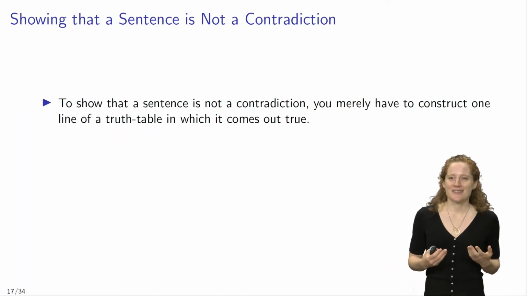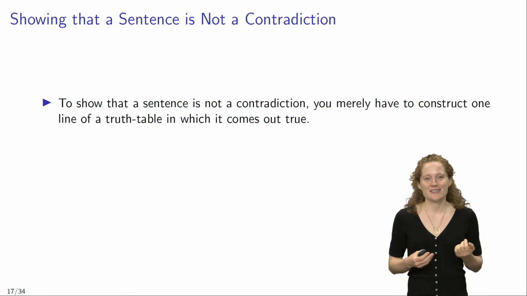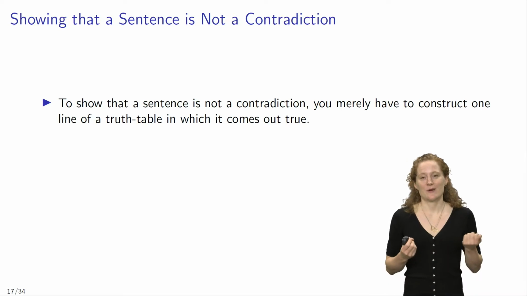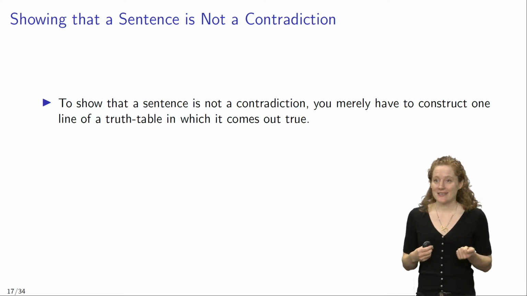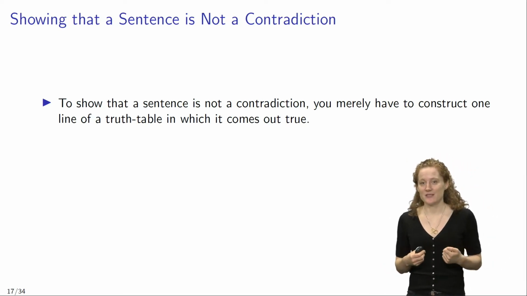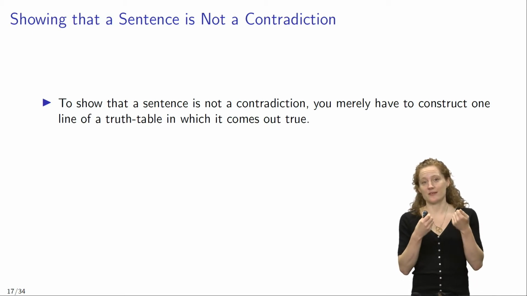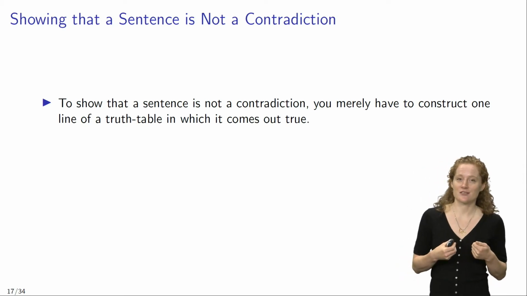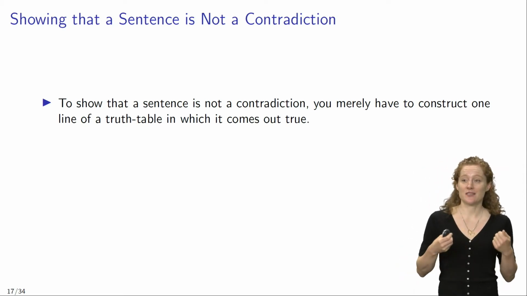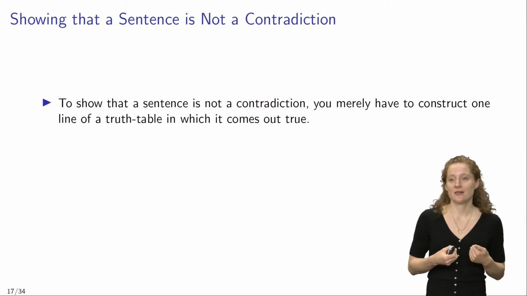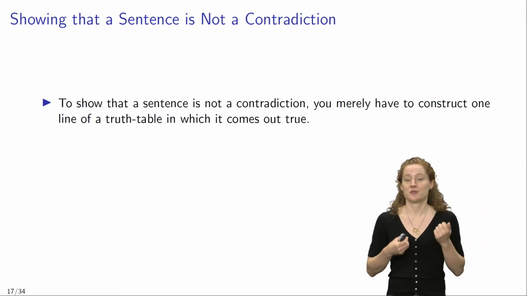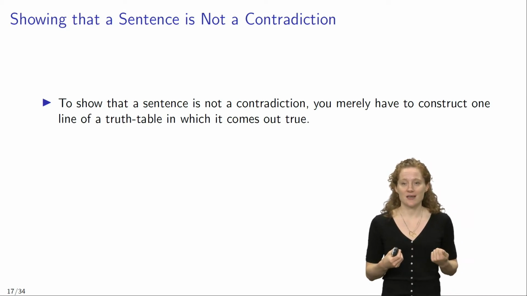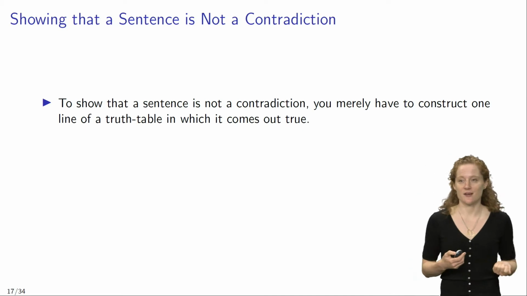Similarly, showing that a sentence is not a contradiction merely requires one line in a truth table. Why is that? Well, a sentence is a contradiction if and only if it is false on every possible valuation. So showing that a sentence is not a contradiction merely requires us to find one line in its truth table in which it comes out true. So to show that a sentence is not a contradiction, you merely have to construct one line in a truth table in which it is evaluated as true.